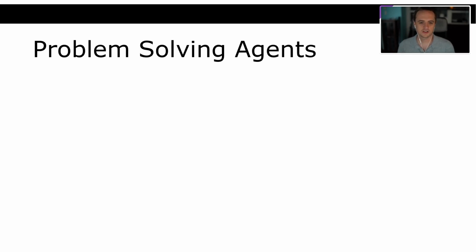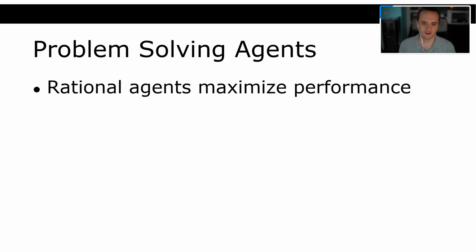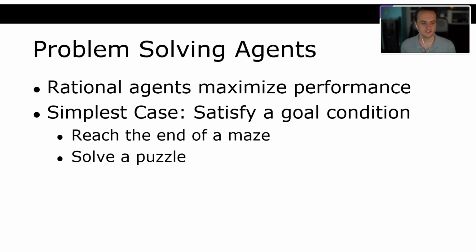We talked a little bit last time about agents and how the agents are solutions to problems. And we talked about rational agents, which are the ones that do the best thing given the information that they have. So rational agents maximize performance. In the simplest case, performance equals just satisfying a goal condition. Satisfying a goal condition would mean something like solving a puzzle, reaching the end of a maze, beating the level, defeating your opponent, stuff like that. So there's a goal condition and you meet it.